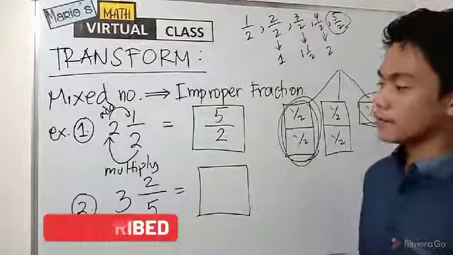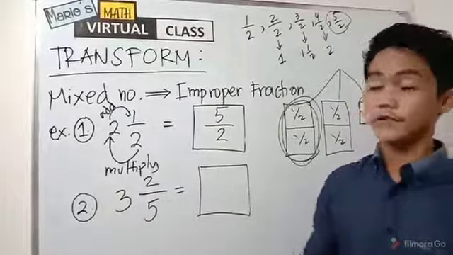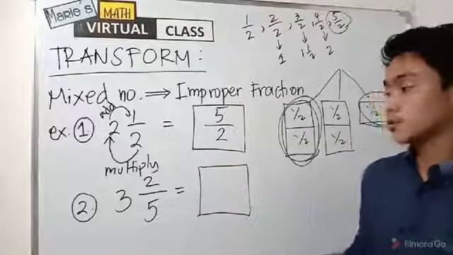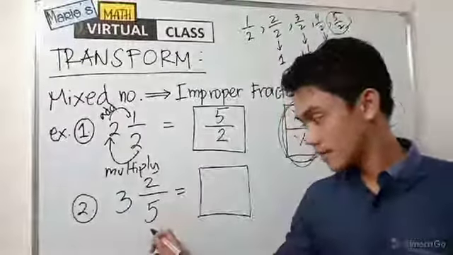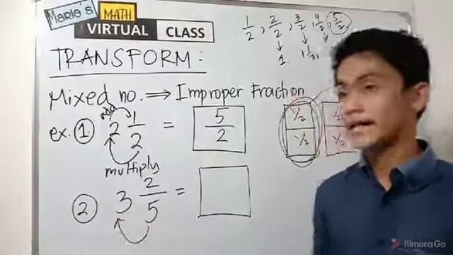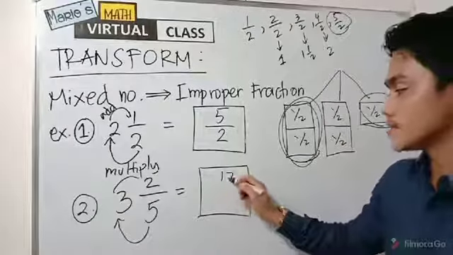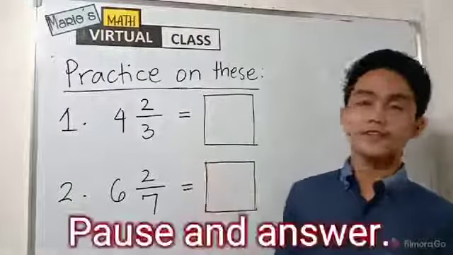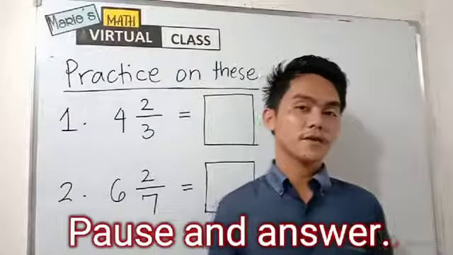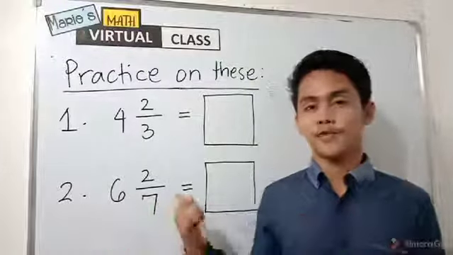Okay? How about the number 2? 3 and 2/5. So how are we going to get the answer again? For mastery, it means 5 times 3, and that is 15, plus 2, 17 over 5. Okay, practice on this. Pause the video for a while, answer this, and play the video again to check your work.